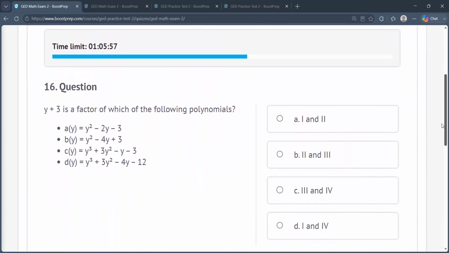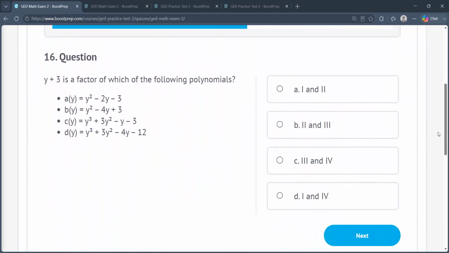Question 16 says, y plus 3 is a factor of which of the following polynomials? So we've got to factor each one and figure out which one. Let's look at the first one. How do I factor this? The good news is it's just regular simple factoring. If you need a refresher in factoring, check out the supplementary videos on factoring.